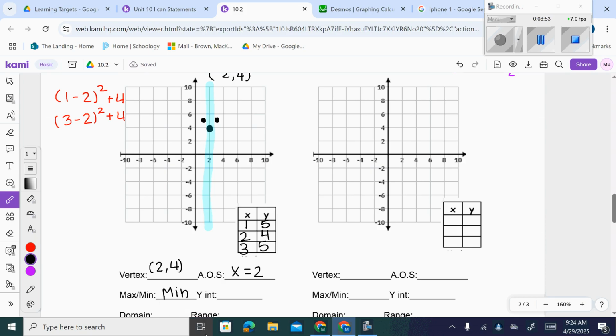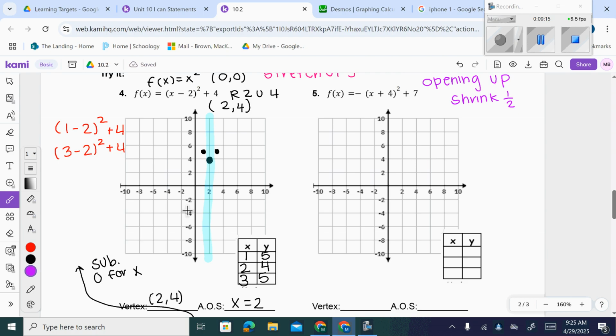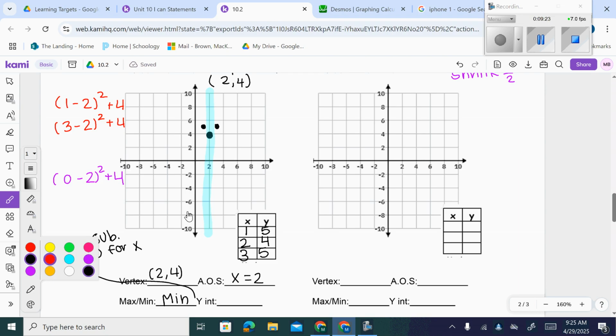All right, now it wants me to find my y-intercept. We kind of talked about this before. If it's on the y-axis, what does the x have to be? 0. Okay, so make yourself this note. Find the y-intercept. You're going to substitute 0 for x. So everywhere there's an x, you're going to put a what number? 0. So you're going to have 0 minus 2 squared plus 4. Put that in your calculator. All right, so your y-intercept is going to be 0, 8. Now go ahead and graph that on your y-axis.